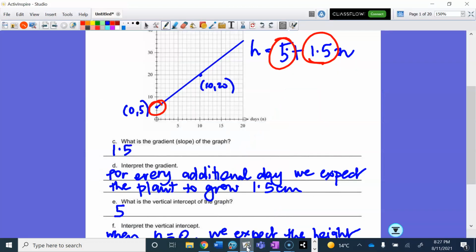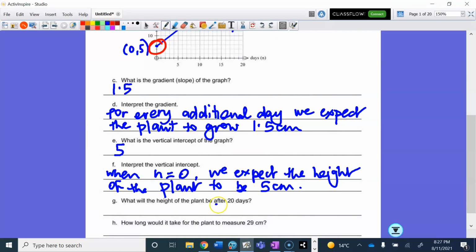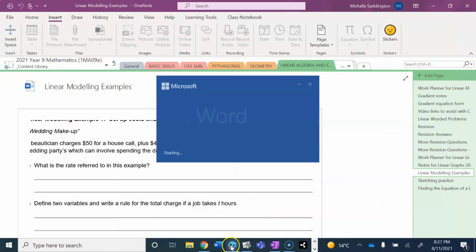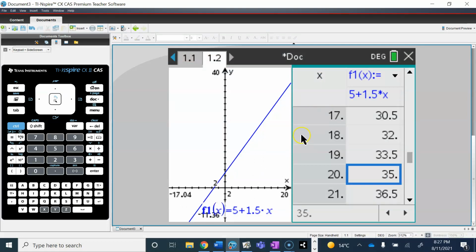I'll show you a couple of other ways also. So we know the answer is going to be 35 centimetres. We've already seen it on the table of values. But if you don't like the table method, go on to a normal calculator page. You do have to take note of what your graph is called. My graph is called f1 of x. If you've got a number of other graphs in there, yours might be called something different to mine.